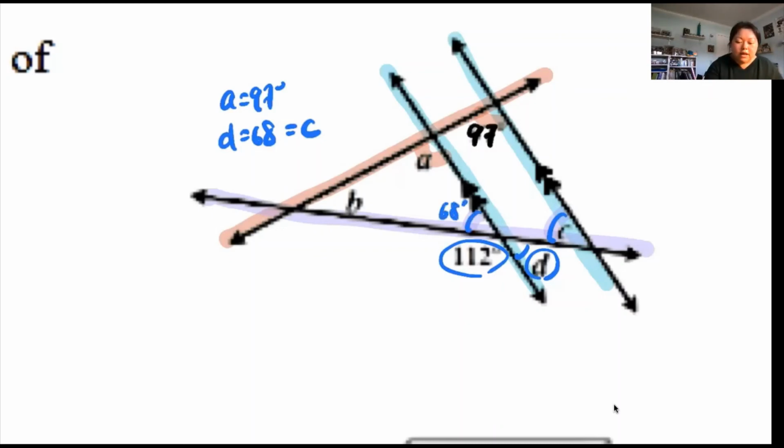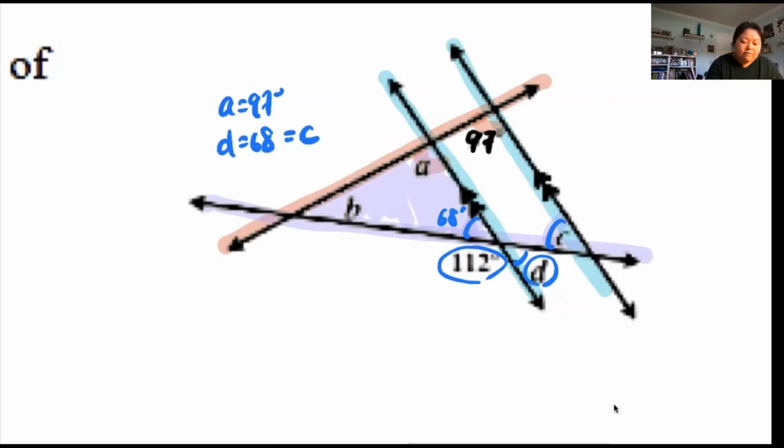So why do I do that? Because now I can use that to figure out this triangle. And since I have angle A and 68, I can figure out that B angle, right? So 180, take away 97, that's the first angle I have. Take away the 68 degrees I have, I now have my B angle to be 15 degrees.